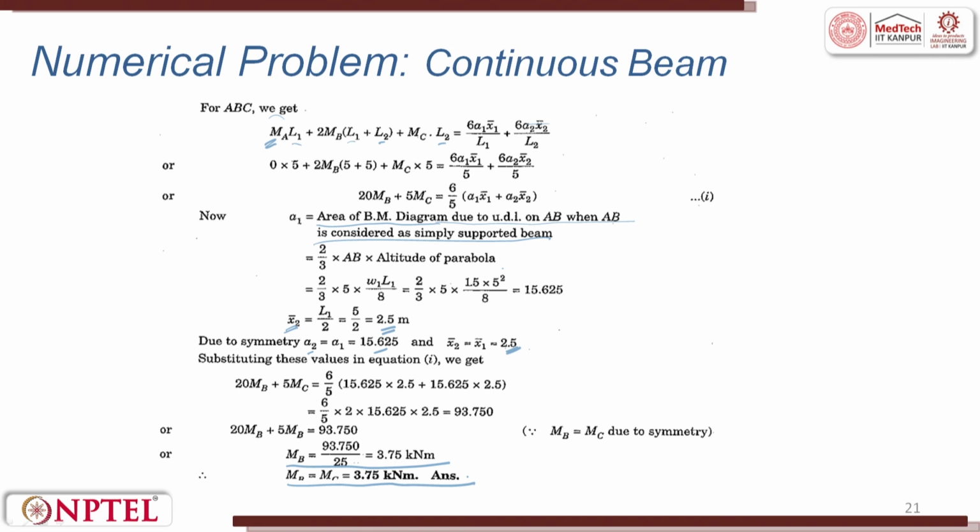So, if you draw the diagram, shear force and bending moment, this is A, this is D, and then you have a UDL applied, which is about 1.5 kilonewton per meter, and you have supports. You have A, you have B, you have C, and then you have D. All are 5 meters.